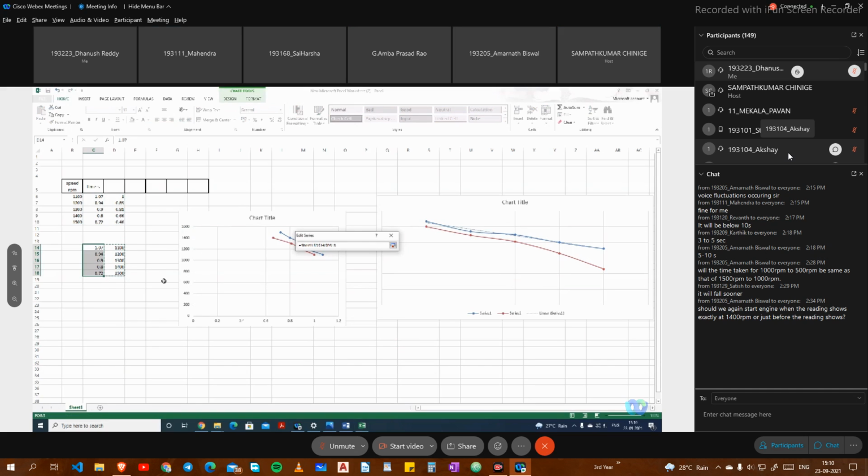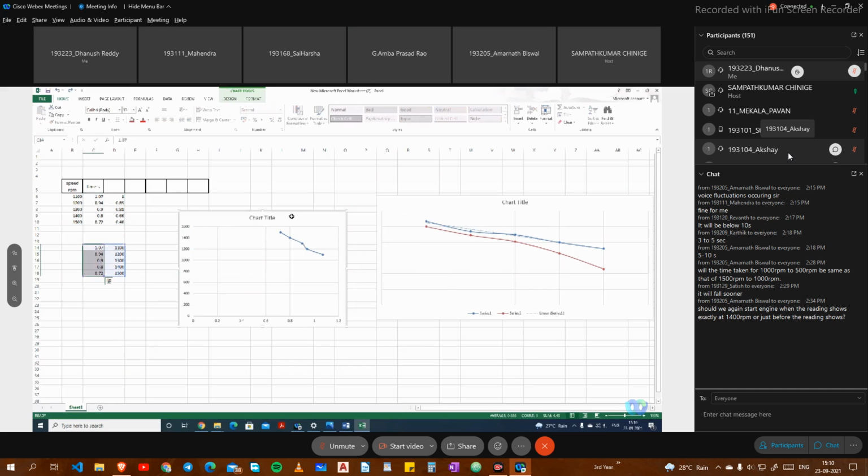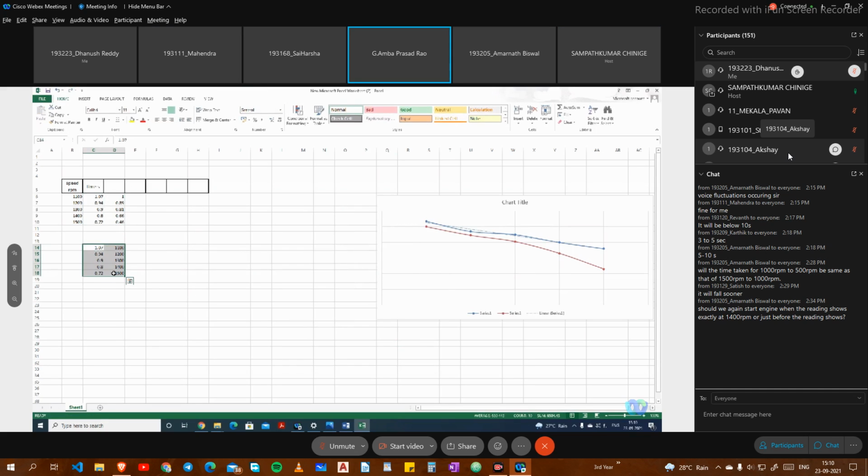Sir, for finding slope, can we use the best fit line or the trend line? Yeah, we can get. Okay, sir. Just give me 2 minutes, sir.